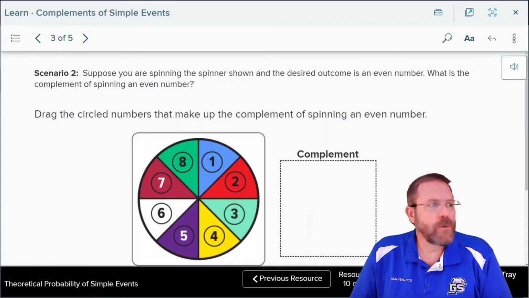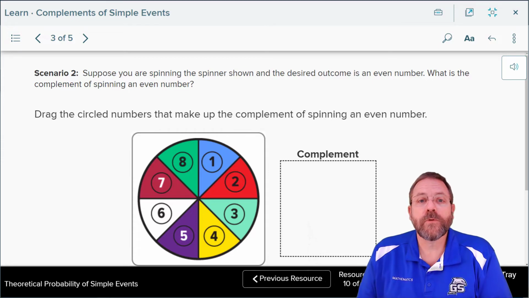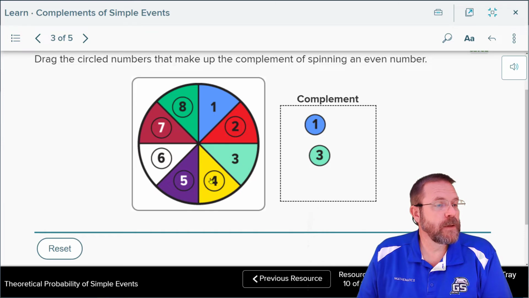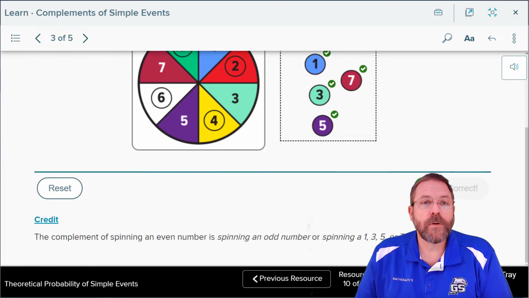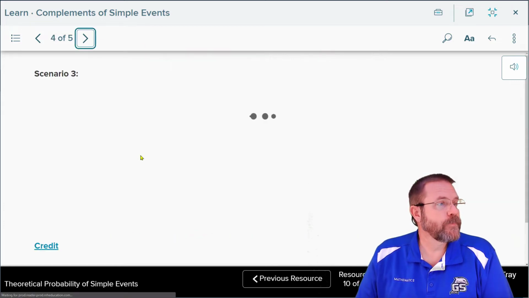For scenario 2, they say, suppose you're spinning the spinner shown and the desired outcome is an even number. What is the complement of spinning an even number? In other words, what numbers are not even numbers? So we can say 1 is not even, 3 is not even, 5 is not even, and 7 is not even. Those are your odd numbers. Those are going to be your complements. The complement of spinning an even number is spinning an odd number, which is 1, 3, 5, and 7. It really is this simple on this part of the lesson.